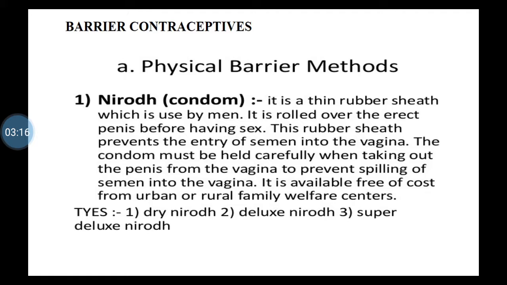The condom must be held carefully when taking the penis out of the vagina, to prevent spilling of semen into the vagina. It is available free of cost from urban or rural family welfare centers. Different qualities are also available. It is one of the oldest and most widely used methods of contraception by males. How it is to be used, that also we have discussed.